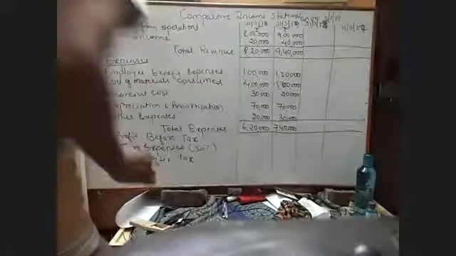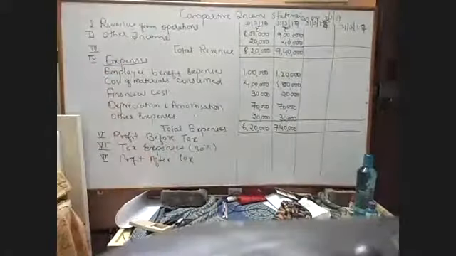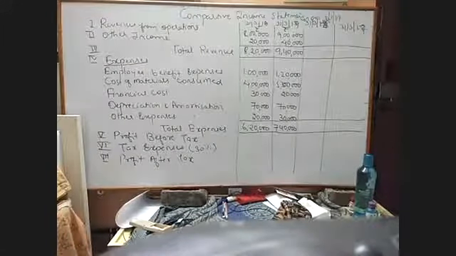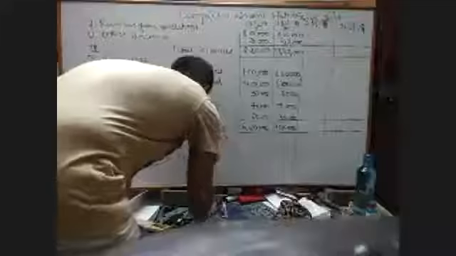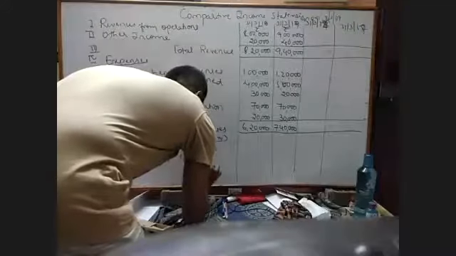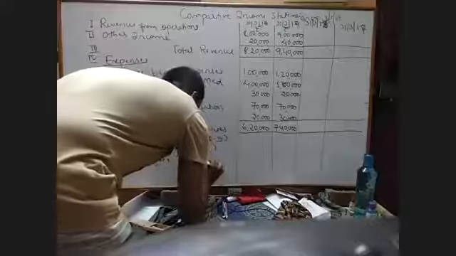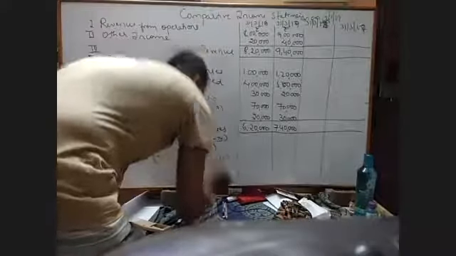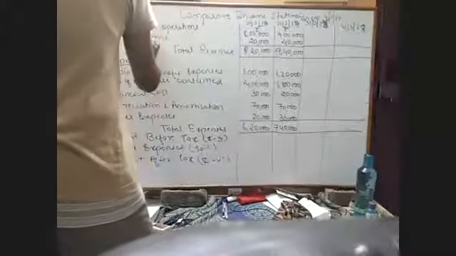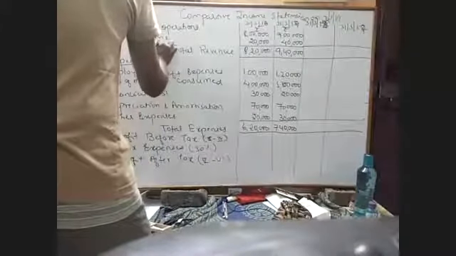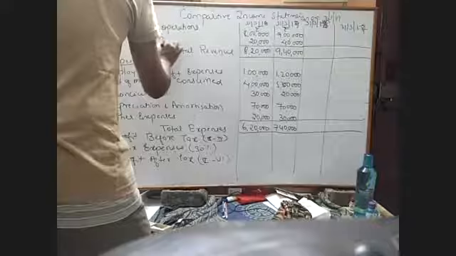Okay. Now देखिए, profit before tax will be Roman 3 minus Roman 4, and profit after tax will be Roman 5 minus Roman 6, and this total revenue is Roman 1 plus Roman 2.